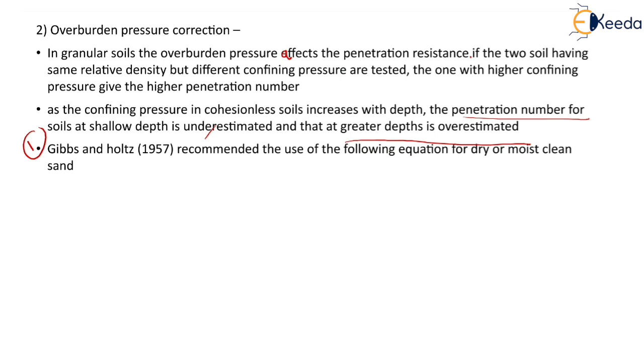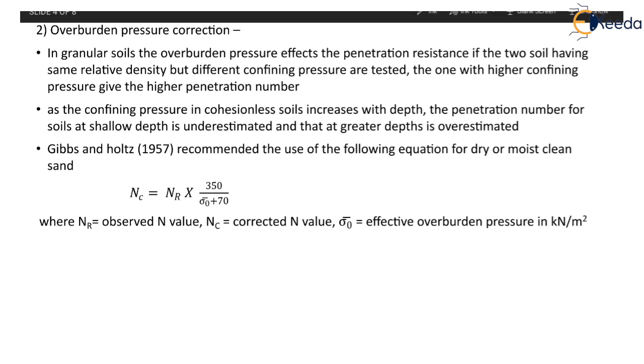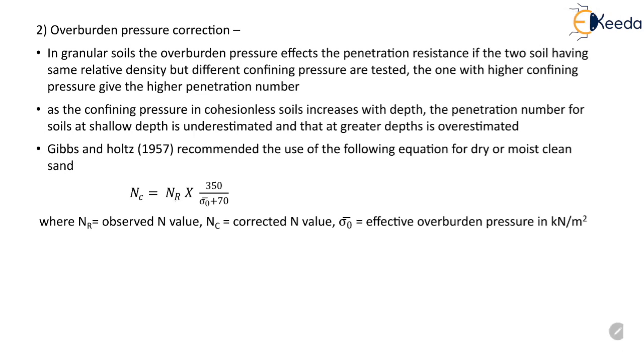So in 1957 they recommended the use of the following equation for dry, moist, clean sand. Nc equal to Nr into 350 divided by sigma naught bar plus 70. Here Nr is the observed or recorded N value, Nc is the corrected N value, and sigma naught bar is the effective overburden pressure in kilonewton.